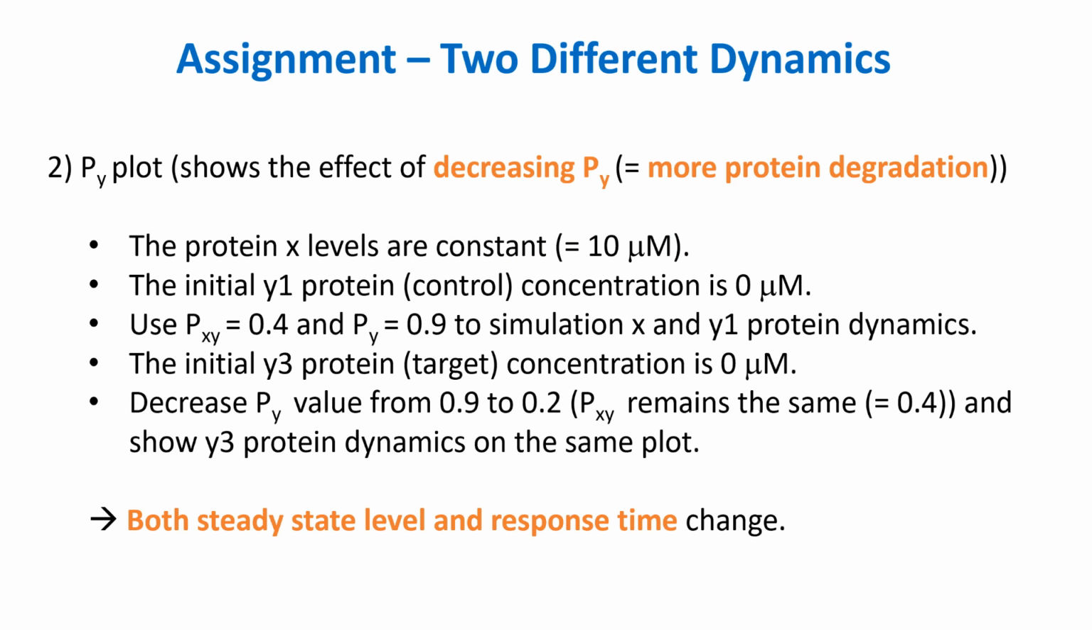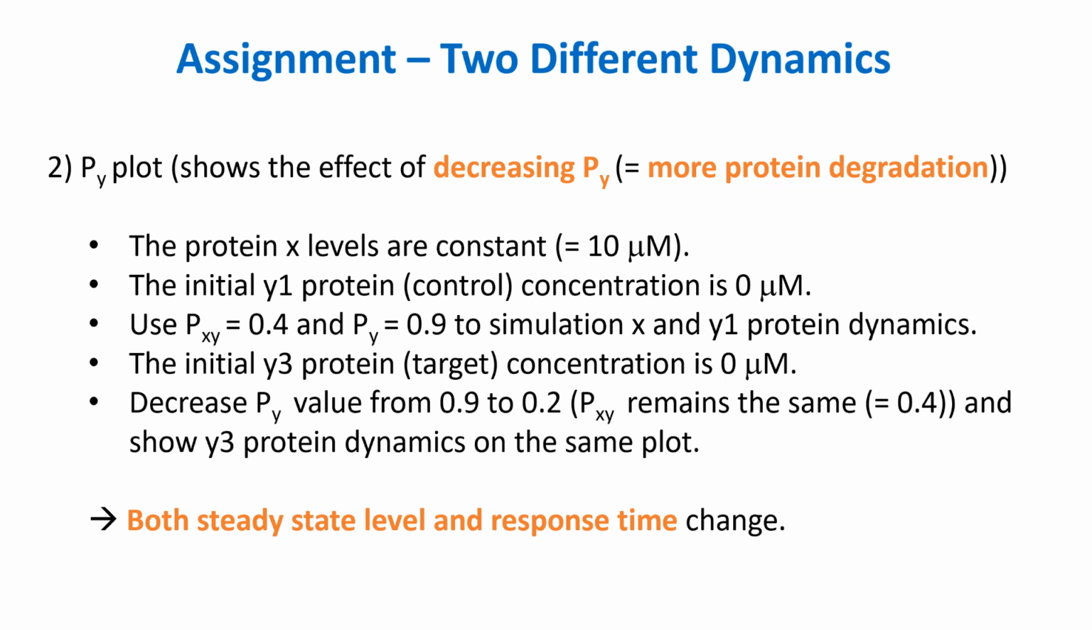In the second part, you need to generate a p sub y plot, which shows the effect of decreasing p sub y, or increased protein degradation. The protein X levels will be constant, 10 micromolar, and the initial Y1 protein, which is the control protein, concentration is 0 micromolar. And first you need to plot control protein dynamics, Y1 protein dynamics, using the parameter values 0.4 and 0.9 for p sub xy and p sub y.